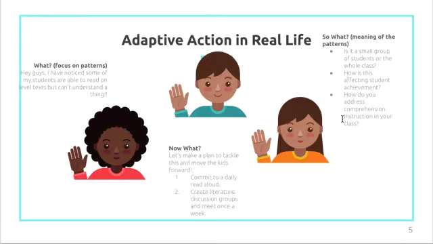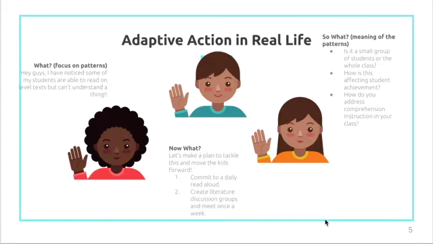They are asking, is it a small group of students? Is it the whole class? They are asking also, how is this affecting student achievement? How do you address instruction? They are asking questions so that they can foster a professional conversation. Then the 3 of them move on to the third step, and the third step is the now what.